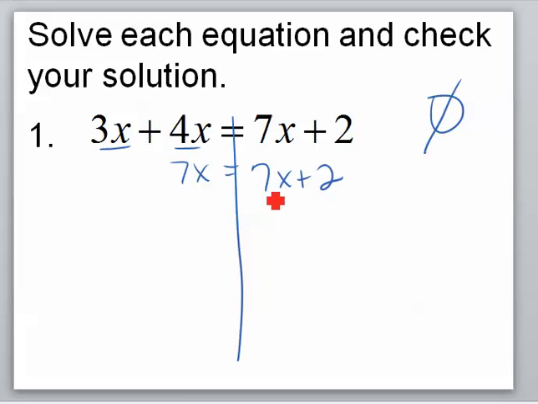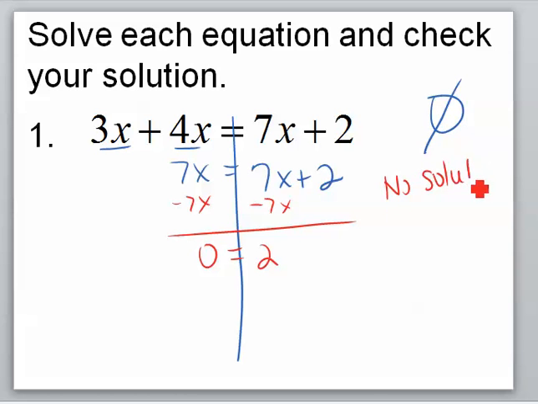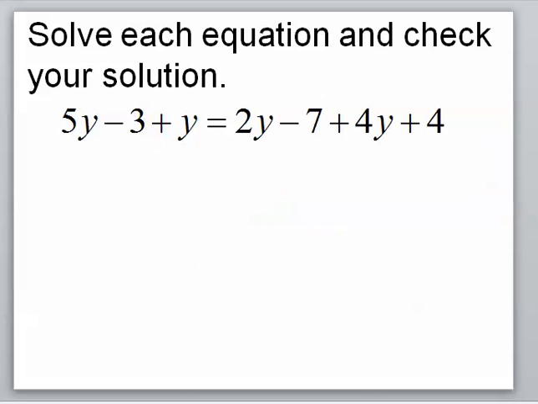How do you see that algebraically? Well, if you move your x's to one side of the equation, you end up getting 0 equals 2. This is an untrue statement, therefore it is always no solution. This is the symbol we use for no solution. You can also write the words no solution.